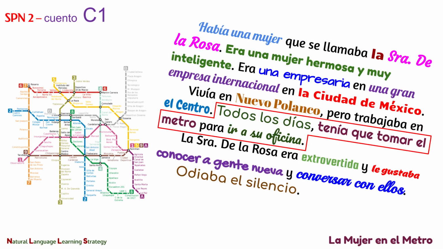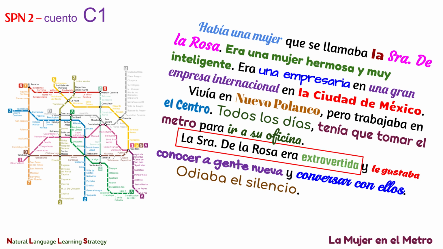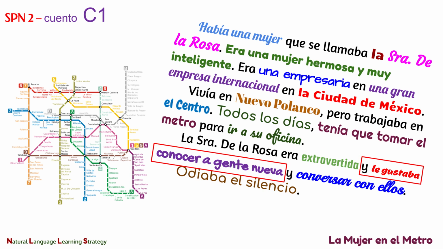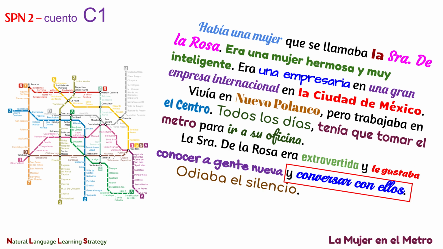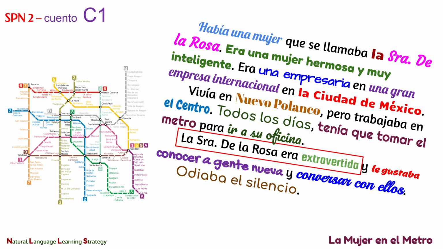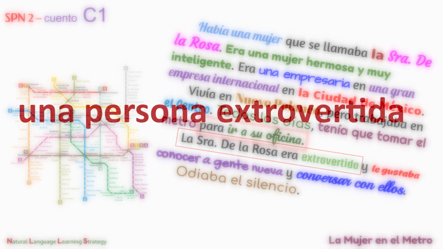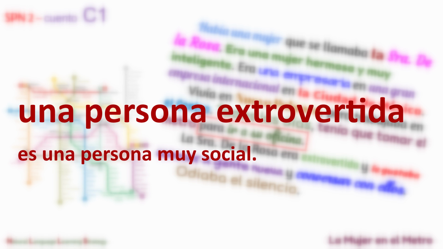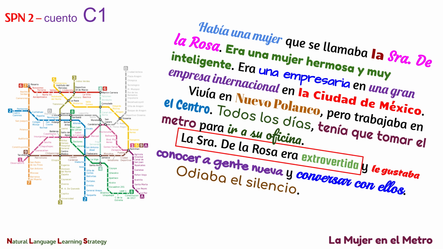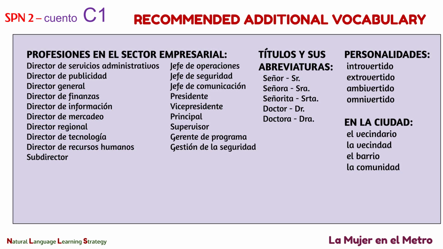Now let's look at one of her personality traits. The story says, La señora de la Rosa era extrovertida y le gustaba conocer a gente nueva y conversar con ellos. The first part, La señora de la Rosa era extrovertida, says that she was an extrovert. Una persona extrovertida es una persona muy social, a very social person. Let's look at some related traits. In your vocabulary under the section Personalidades, we have 4 personality traits.